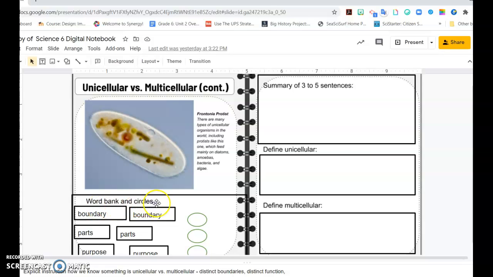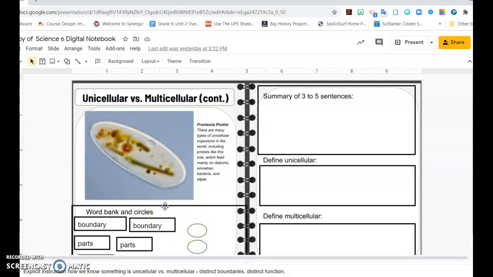Word bank and circles: boundary, parts, purpose. Summary of 3 to 5 sentences. Define unicellular. Define multicellular.